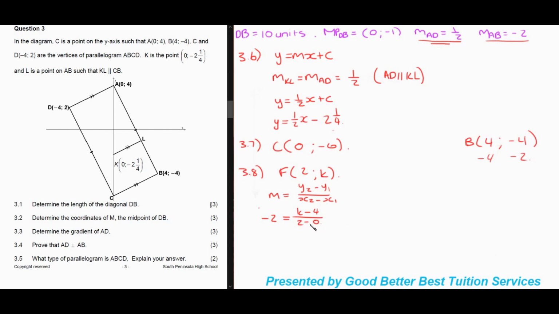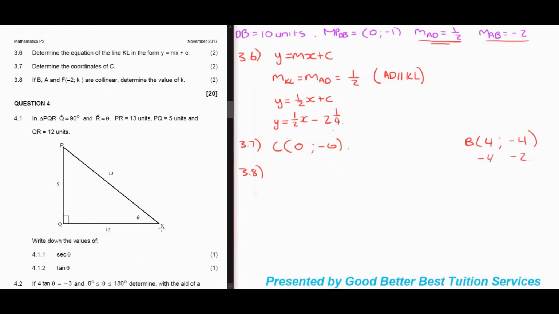So obviously we know 2 minus 0 is going to be 2. So to get rid of that 2 at the bottom of the fraction, we can just times by 2 on this side. What you do to the one side, you do to the other side as well. And so what happens is this becomes minus 4 is equal to K minus 4. And now all we need to do to get K by itself is take negative 4 over. And so negative 4 comes over, it becomes positive 4. And then, so let's have a look at 3.8.